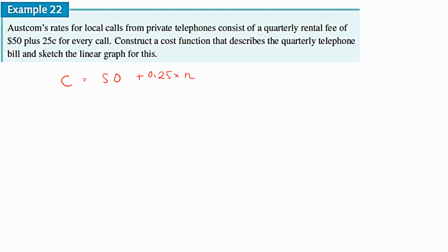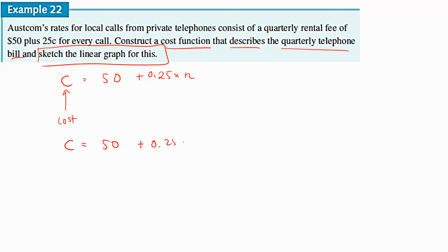And now it says construct a cost function that describes the quarterly telephone bill, which I have. So this is my cost. This is the money that you're going to pay if you're with Auscom. Those are the rates, and this depends on how many calls you make. Now after you've constructed an equation or a function, the next part says sketch the linear graph. So in this case here, we've got C equals 50 plus 0.25 N.